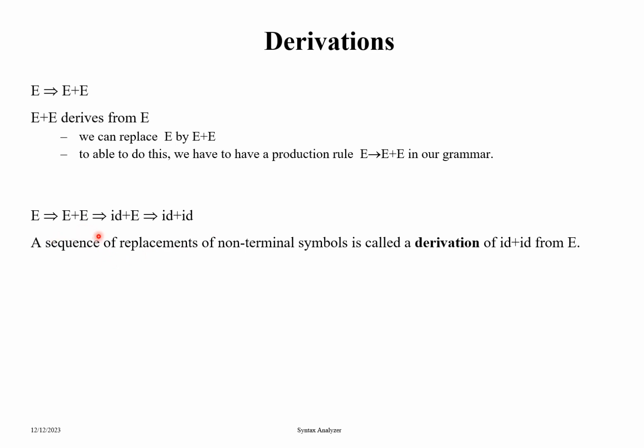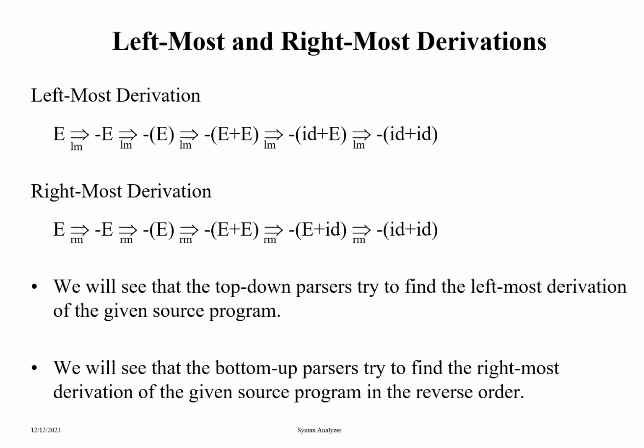And I can replace ID in place of this E, so ID plus E, and as well one more. Again I can possibly replace ID in place of E, so ID plus ID. This is a derivation based upon the given production rule. Coming to the leftmost derivation and rightmost derivation, this is the production which is given.